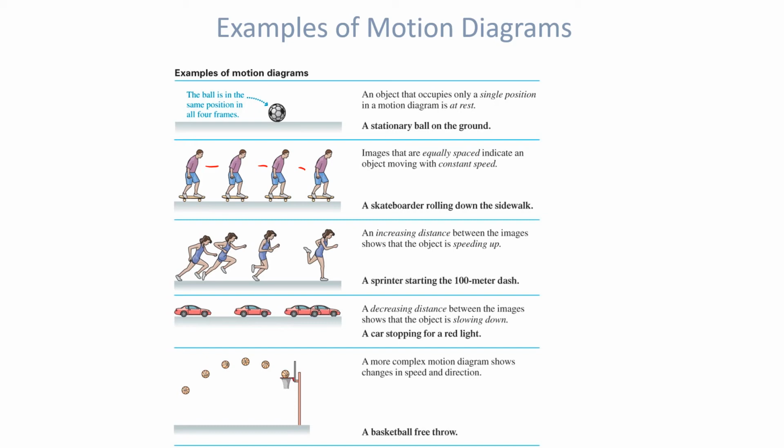If you can see that from here to here to here, there's an increasing distance in between each image, and that can demonstrate how somebody is speeding up. It's kind of like before, if the distance between each image is decreasing, that means that that object or that person or that thing is slowing down. Throwing a basketball, a basketball free throw, you can see it's a little more complex because it's taking into account projectile motion like that.